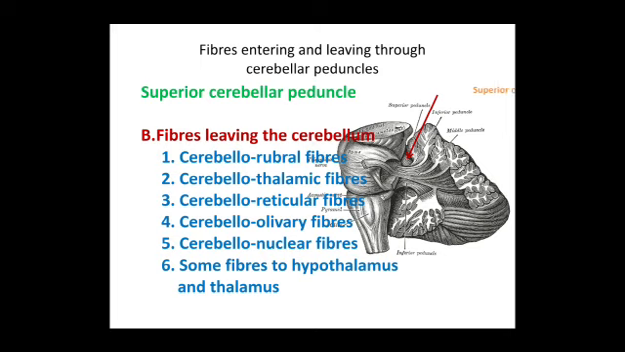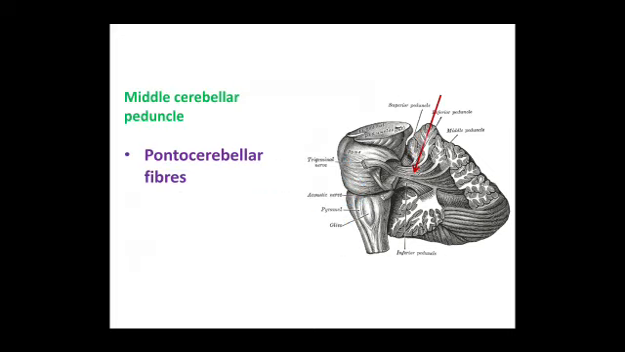Fibers leaving the cerebellum are cerebello-rubral fibers, cerebello-thalamic fibers, cerebello-reticular fibers, cerebello-olivary fibers, cerebello-nuclear fibers, and some fibers to hypothalamus and thalamus. So with this we completed the superior cerebellar peduncle. Next, coming to the middle cerebellar peduncle, we have only one fiber, that is pontocerebellar fibers.